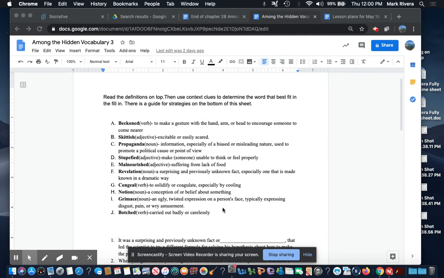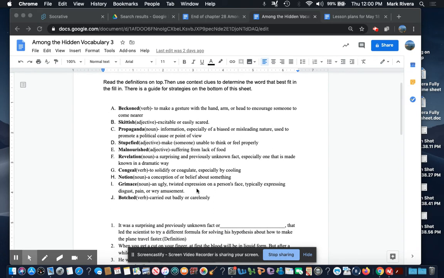Okay, so the first word is beckoned. Beckoned is a verb, an action word. It means to make a gesture with your hand, arm, or head to encourage someone to come near, right? So if you want somebody to come close to you, you beckon them. The second word is skittish. Skittish is a descriptive word, an adjective. It means very easily excitable or scared. It's used a lot of the time when referring to horses. Horses can become very skittish, they get afraid.